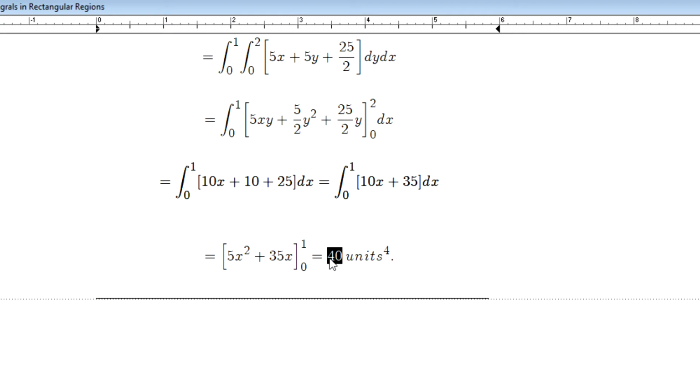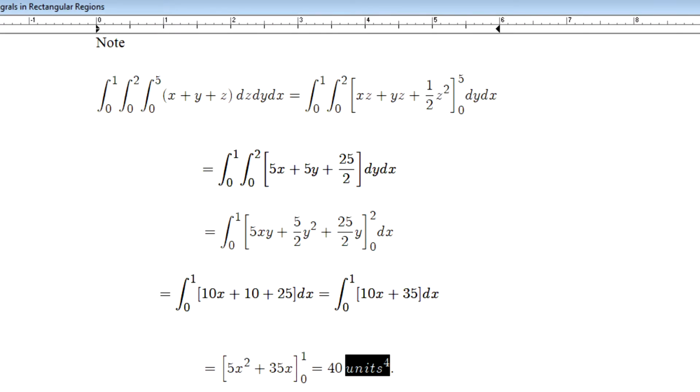And what we keep in mind here, folks, is that what we're calculating is a hypervolume. That hypervolume is measured in units to the 4th power, or quartic units. So this is 40 units to the 4th power. That would be this measurement value. And the actual value of the integral itself is just 40, or I should say 40 units to the 4th if we consider its geometric interpretation.